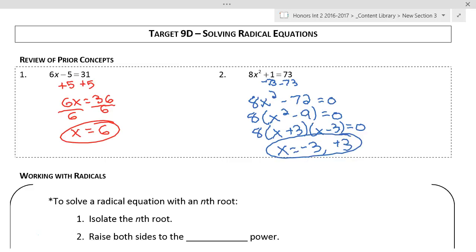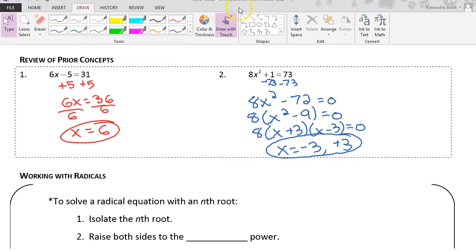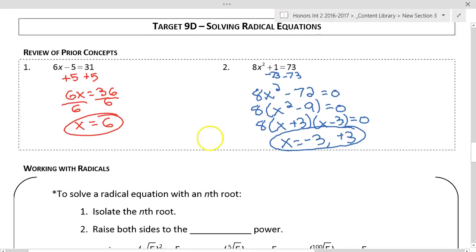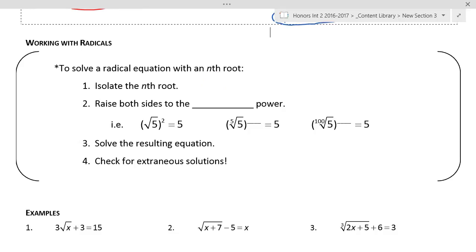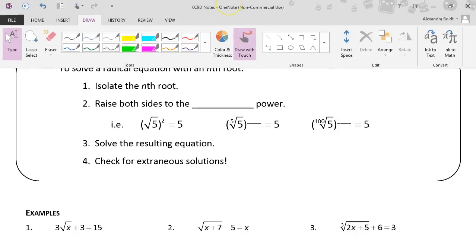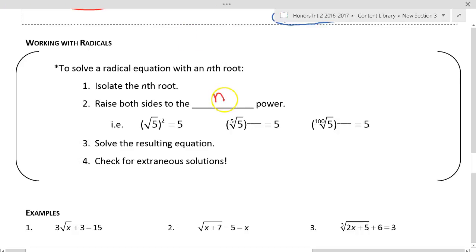All right, so now looking at what we are actually working on today. Working with radicals. To solve a radical equation with an nth root, we say nth root because it can be any type of root. It can be a square root. It can be a cube root. It can be like some of these are 100th root. Step one: isolate the nth root. That's your first step, so get it by itself. Second, raise both sides to the n power. So whatever the root is, you then raise it to that power.